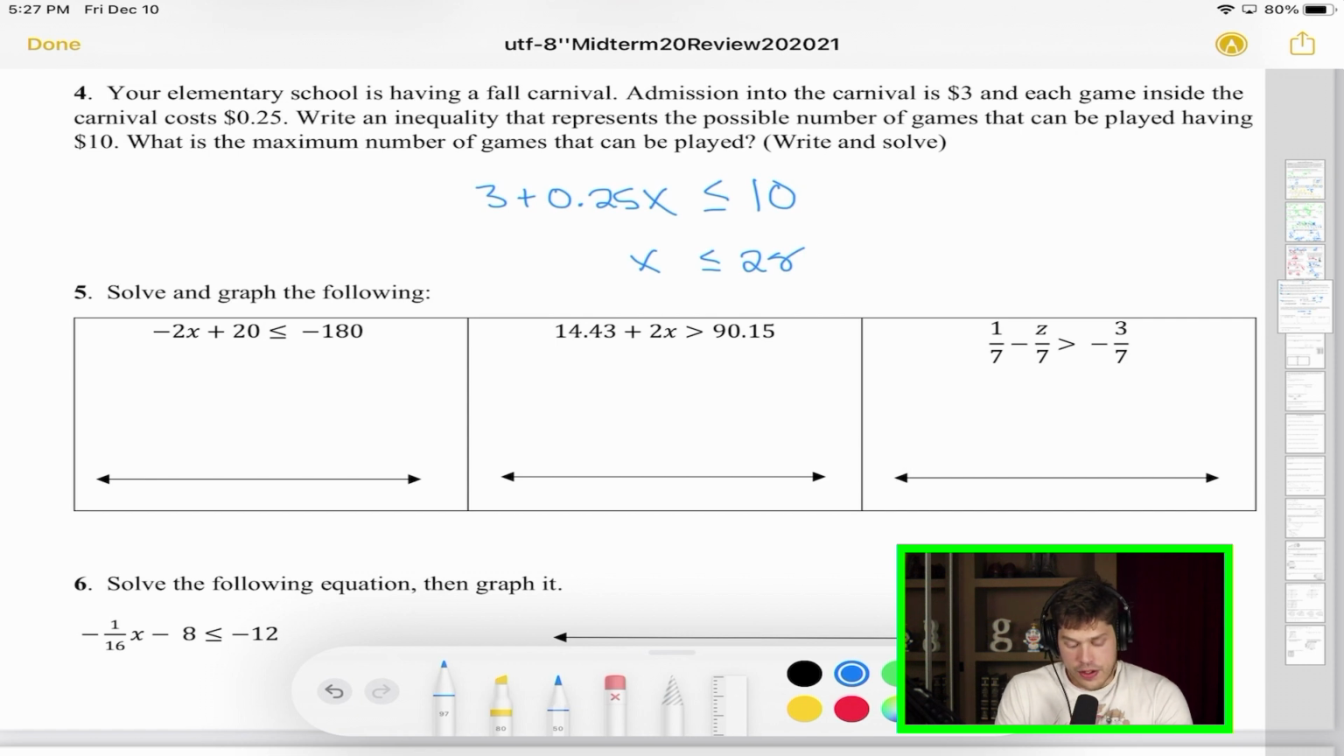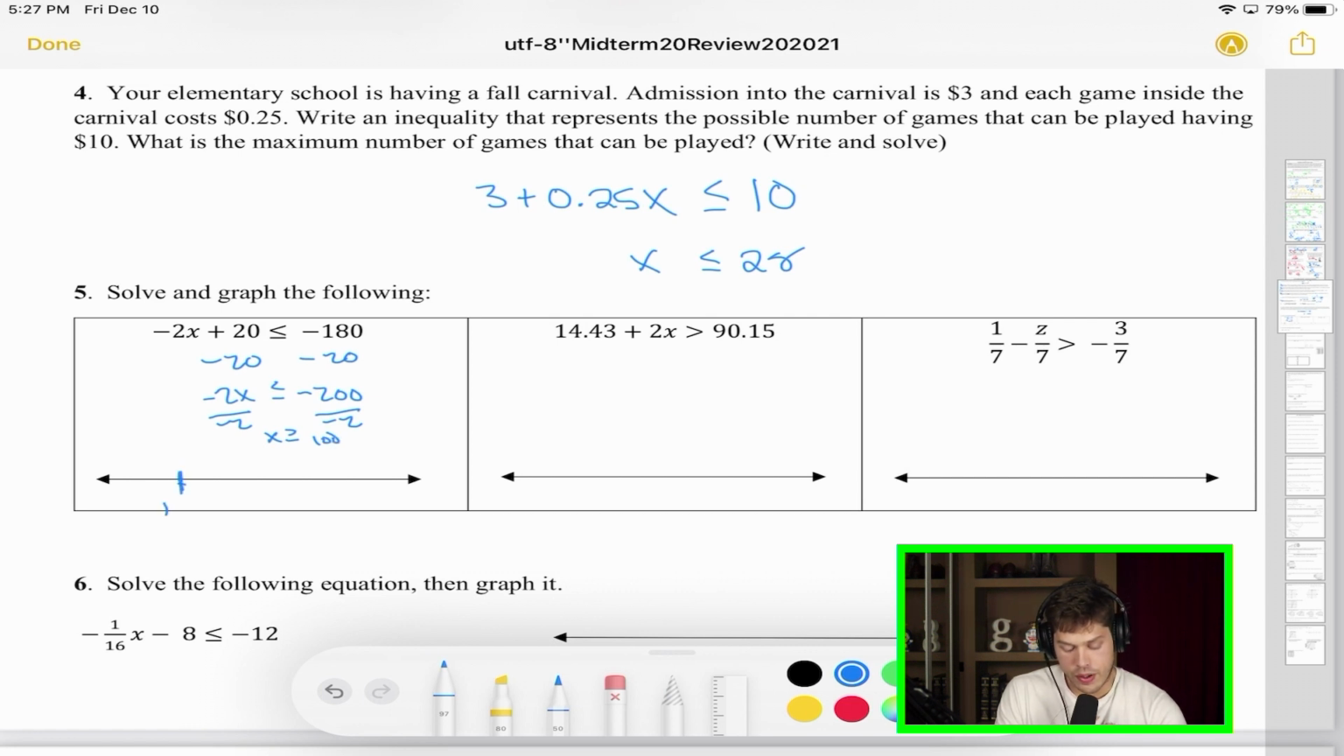So graph the following. These graphs and solving these are really simple. We just have to remember to flip the sign if we divide or multiply by a negative. So first we're going to subtract 20. So this is negative 200 is greater than or equal to negative 2x. We divide by negative 2. So that means we flip our sign and we have x is greater than or equal to 100.